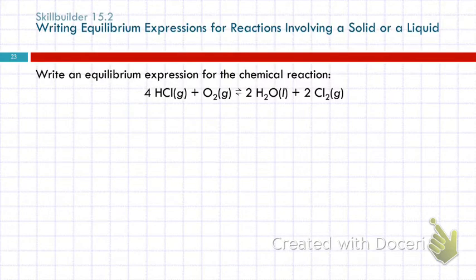So let's write an equilibrium expression for this chemical reaction. So we're looking at KEQ. The equilibrium constant will be the concentration of the products, the molarity, divided by the concentrations of the reactants, each of those raised to the power of the exponent.